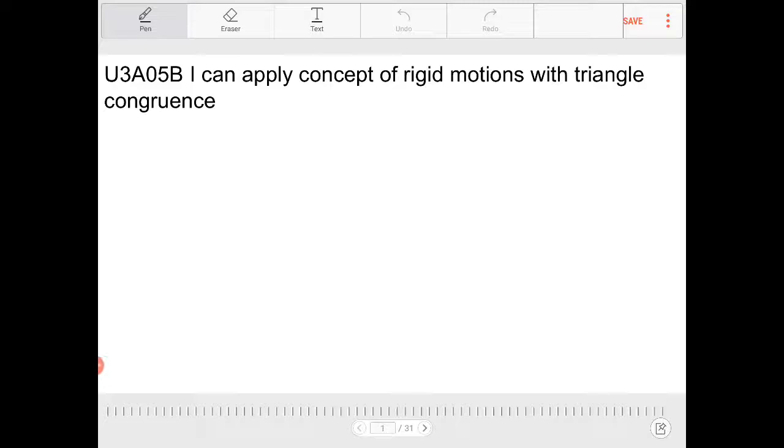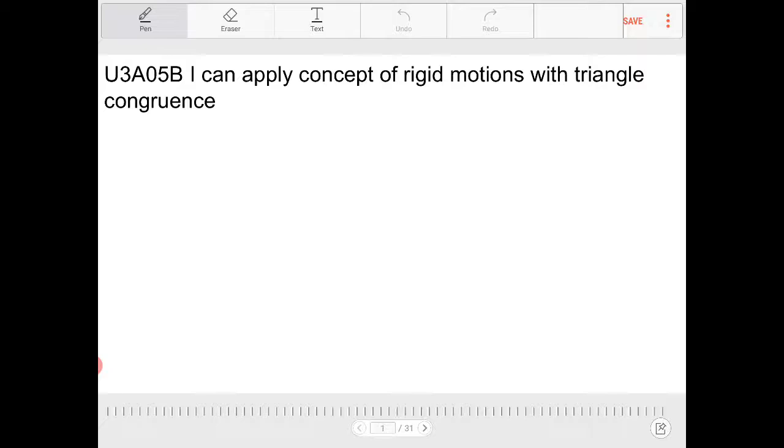U3A05b. By the end of the lesson, you should be able to say I can apply concepts of rigid motions with concepts of triangle congruence. So if you recall, rigid motions are transformations that preserve length and angle measures.